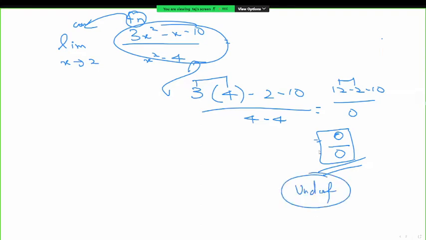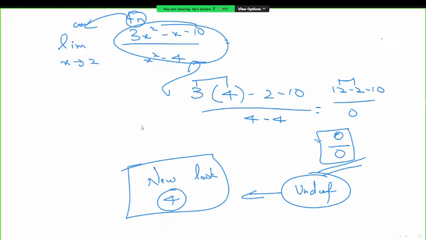Okay. If I get the answer after substituting as 0 by 0, I cannot leave my answer like this. I'm supposed to go back and change the look of the function. Now, how will I do it? This change, giving it a new look, has 4 methods, and only these 4 methods are there in your syllabus. Apart from this, nothing else will be asked.